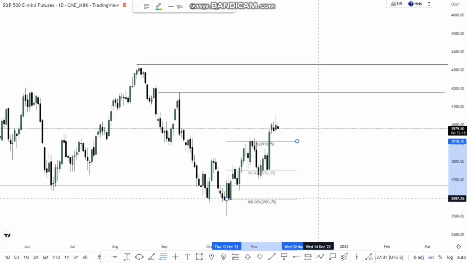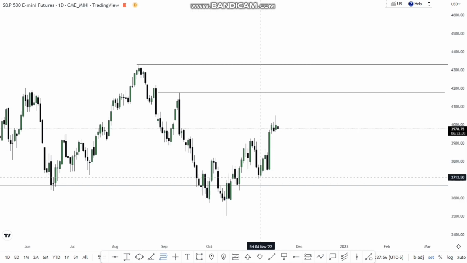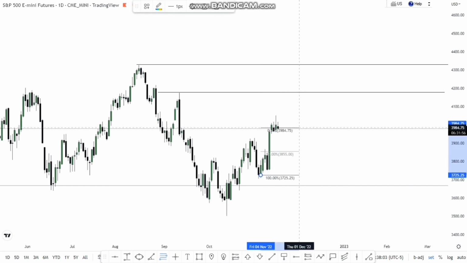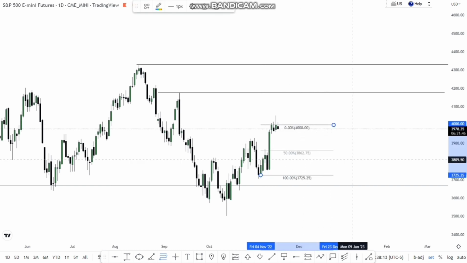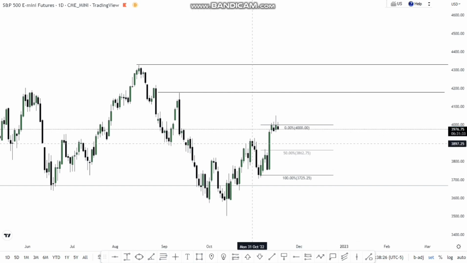Okay guys, let me just delete this one and then mark the actual low and the high that the market is showing to us now. Guys, as you can see now, our bias may change because prices are not on the 50% level.